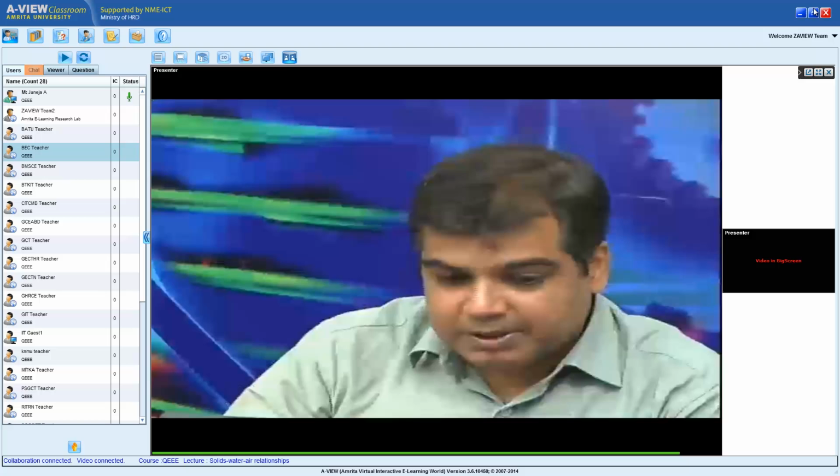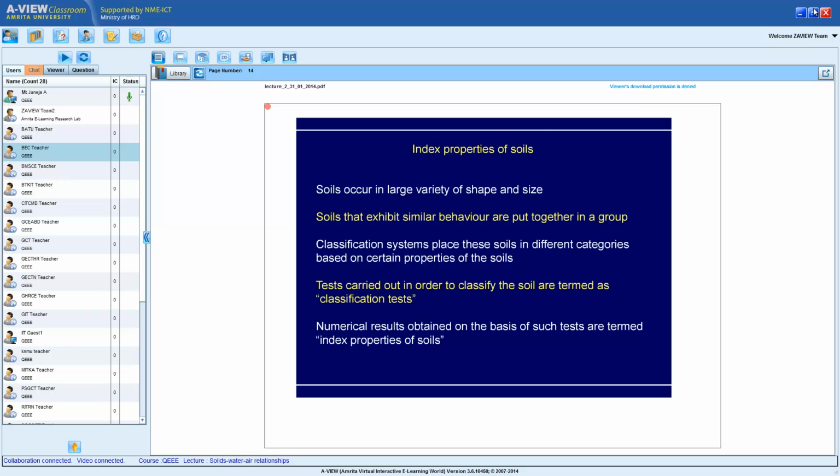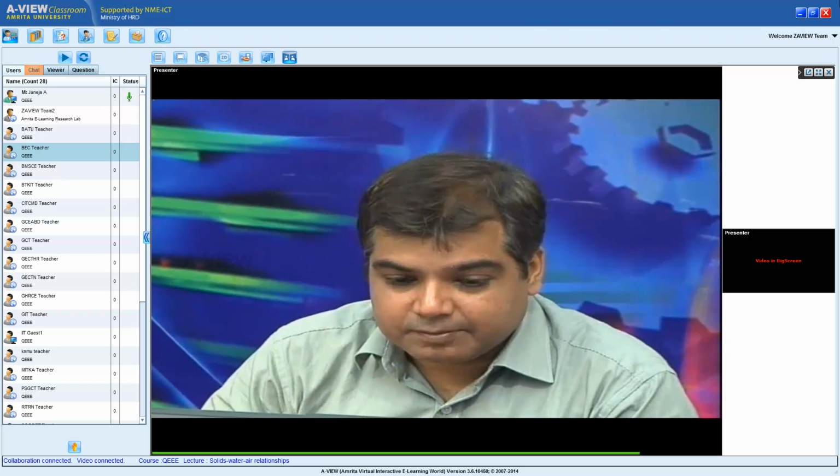Now index properties, to begin with, we say the soil occurs in a variety of shape and size. I believe this particular file has already been downloaded, so I'm just continuing from where we left off the other day. We say soils occur in a large variety of shape and size. You pick up a handful of soil, anything you can see with the hand lens, as a thumb rule, you can call it a coarse grain deposit. Anything you can see with either the naked eye or using a hand lens.